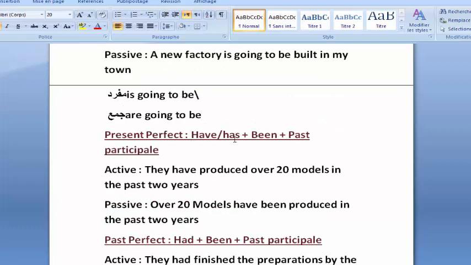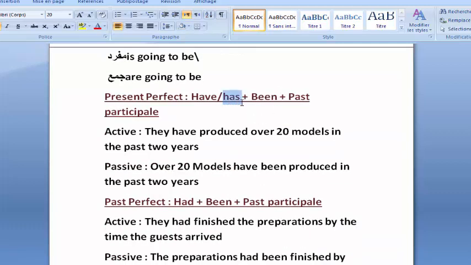So we have present perfect. Have, has, have or has, not both. Have, has plus been plus past participle. They have produced over 20 models in the past 2 years. They have produced over 20 models in the past 2 years.